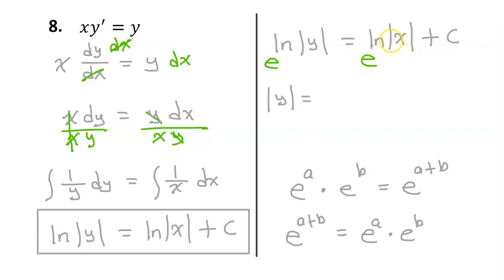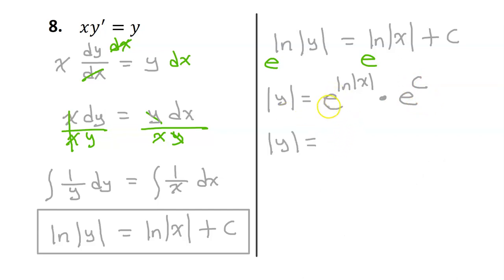I have e to the a plus b, and I can rewrite that as e to the a times e to the b. Now the base e and natural log will cancel each other out, and I am left with the absolute value of x times, look, e is a constant and c is a constant, so e to the c is just another constant. Let's call it d.